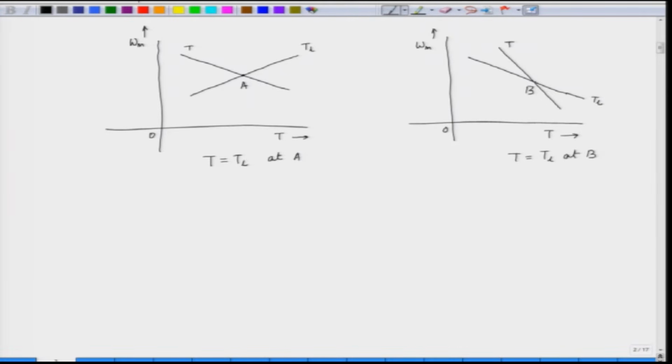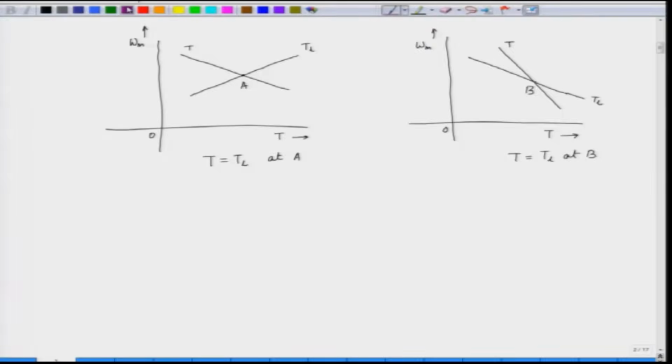Now, what we have to do is that at that equilibrium point we will give a little bit of disturbance, we will disturb the speed, let us say. Now, if you disturb the speed, the torque will change. Let us say we increase the speed a little bit here. Now, when we increase the speed from this point by some value, let us say delta omega m, now we have the load torque here and the motor torque is here.